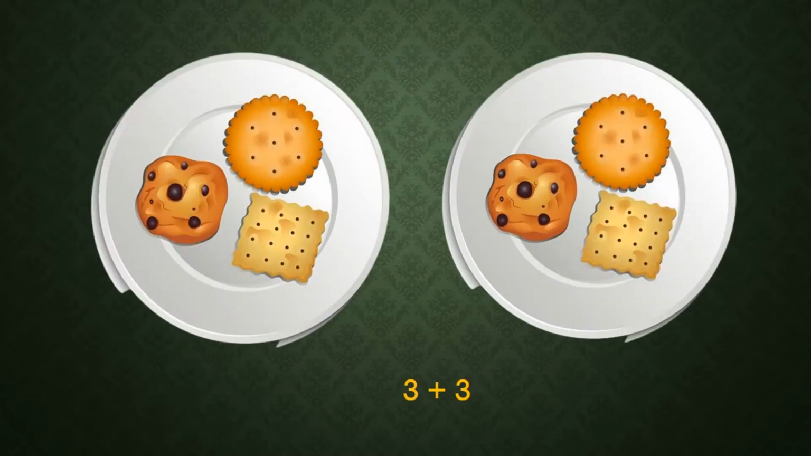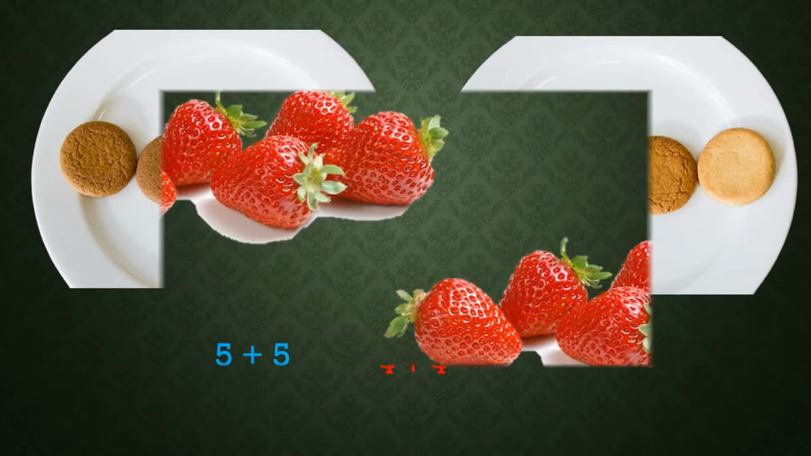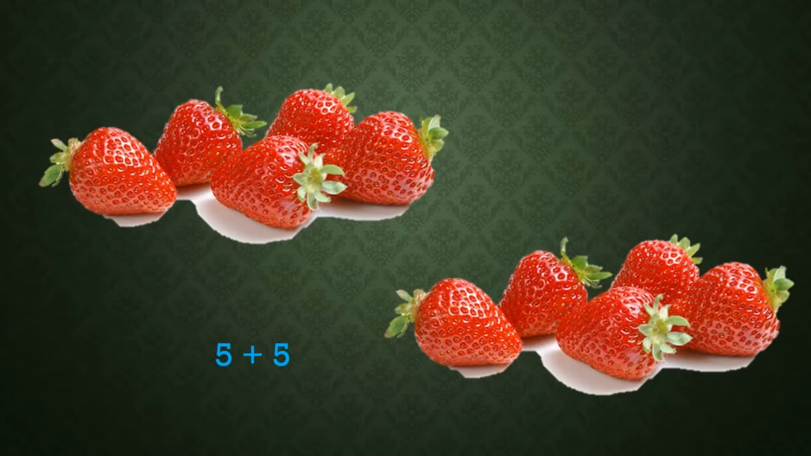Let's see few examples. Each of these plates have 3 biscuits, so I am adding the same number twice, 3 plus 3. Each of these plates have 4 biscuits, so I am adding the same number twice, 4 plus 4. Let's see one more example. Each of these groups have 5 cherries, so I am adding the same number twice, 5 plus 5.